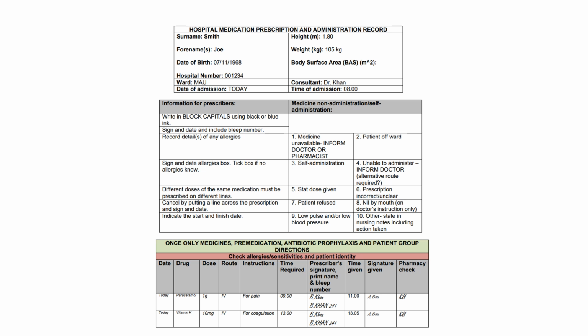So the prescription is clear, legible, and complete. The next once only medication is vitamin K. Date is today. Dose is 10 milligram. Route is intravenous, and instruction for coagulation. Time is 1 p.m., 13 hours, and prescriber signature, print name, bleep number is present. The time at which it is given is 1 p.m. 5 minutes. Then signature of the administrator is present.